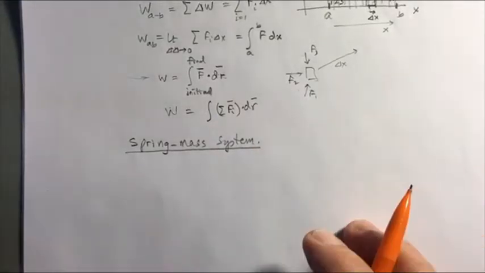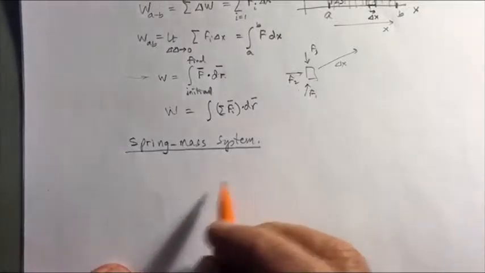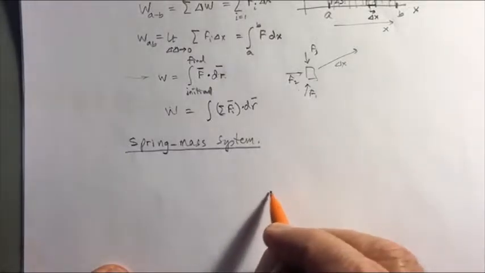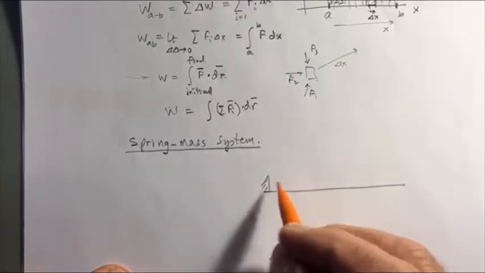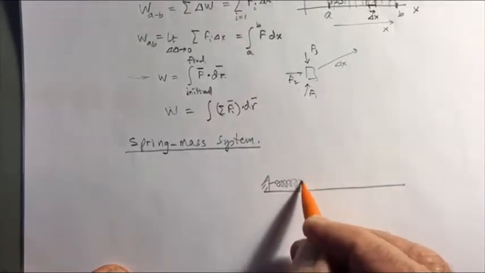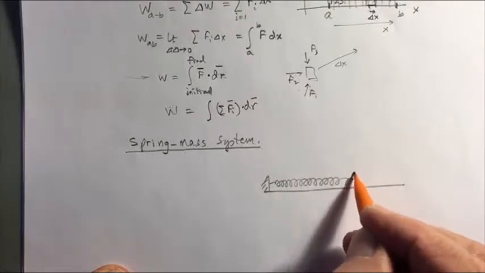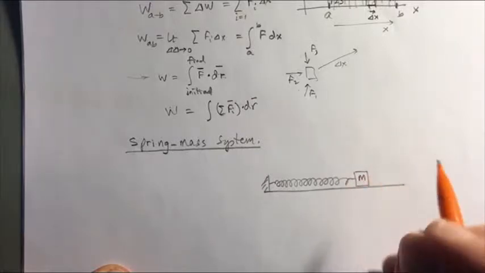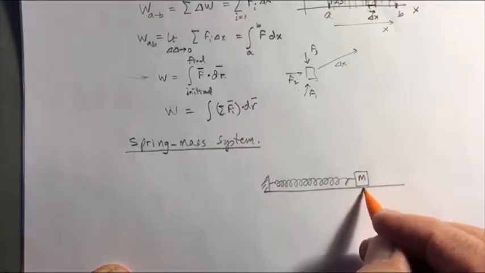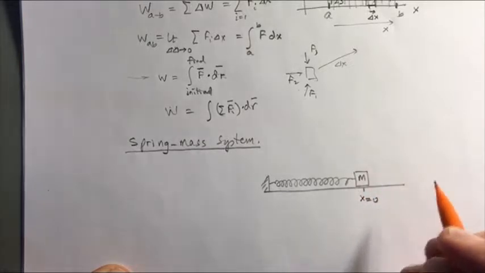So we'll take a spring and we'll attach a mass to it, and for now we will ignore friction. So we have a horizontal surface that's a rigid support. We have a spring, let's say it comes up to here, and we attach a mass over here, M, and we say that the center of this mass is x equals 0.